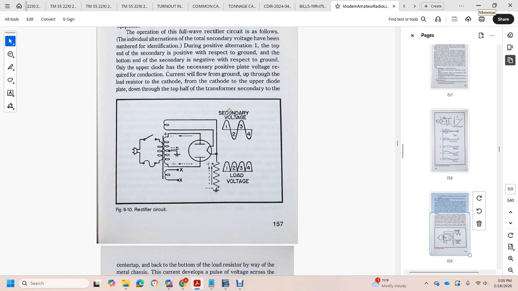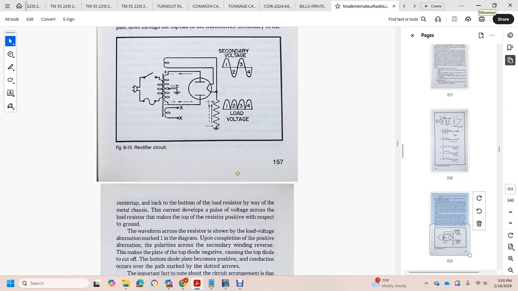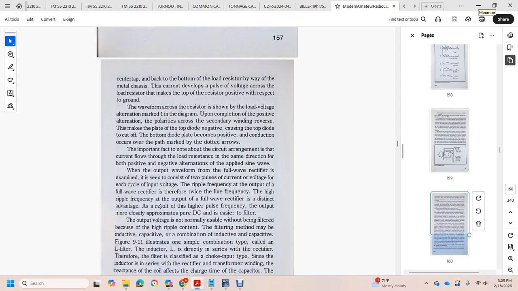The diagram shows low voltage 1, 2, and 3 on top with a sine wave, and the resistor, with the transformer divided by a screen, with an iron core and two inductive coils. The center tap makes the connection back to the bottom of the load resistor, through the metal chassis. The current develops a pulse of voltage across the load resistor that makes the top of the resistor positive with respect to ground.